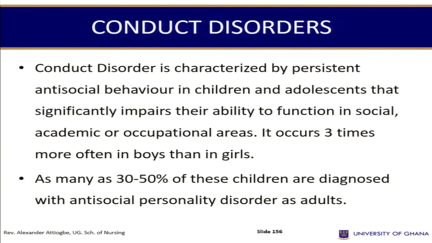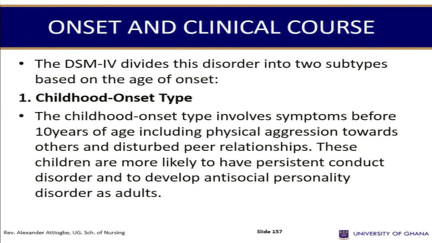It occurs 3 times more often in boys than in girls. As many as 30 to 50% of these children are diagnosed with antisocial personality disorder as adults. The DSM-4 divides this disorder into 2 subtypes based on the age of onset.